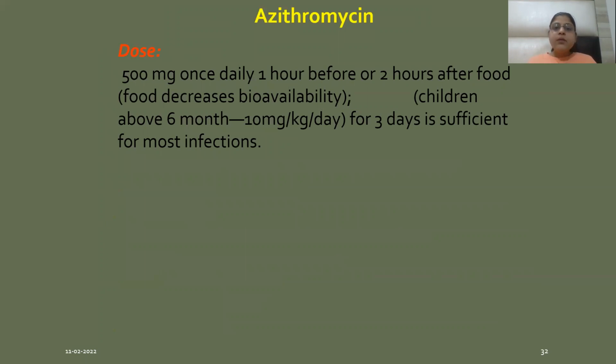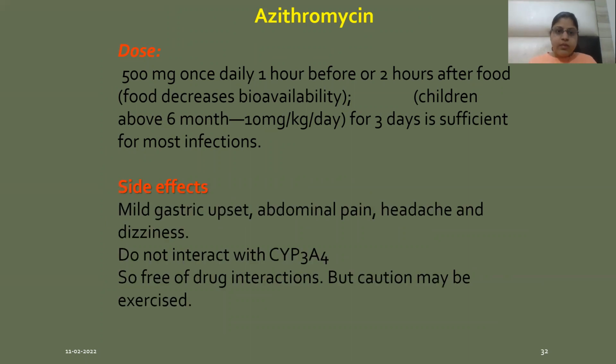Dose is 500 milligram once daily, 1 hour before or 2 hours after food, because food decreases the bioavailability, so it is taken on an empty stomach. For children above 6 months, the dose is 10 milligram per kg per day for 3 days, which is sufficient for most infections. Side effects are again gastric upset, abdominal pain, headache, and dizziness.